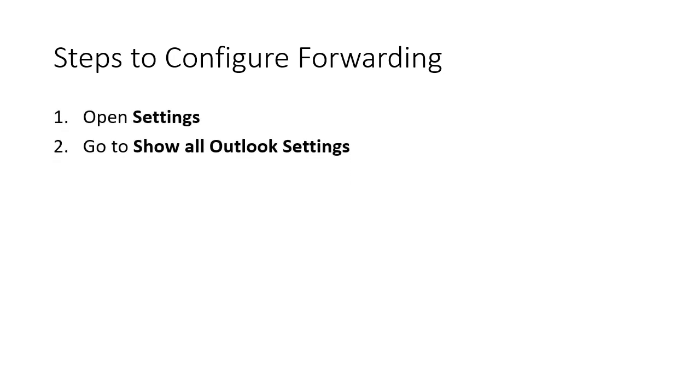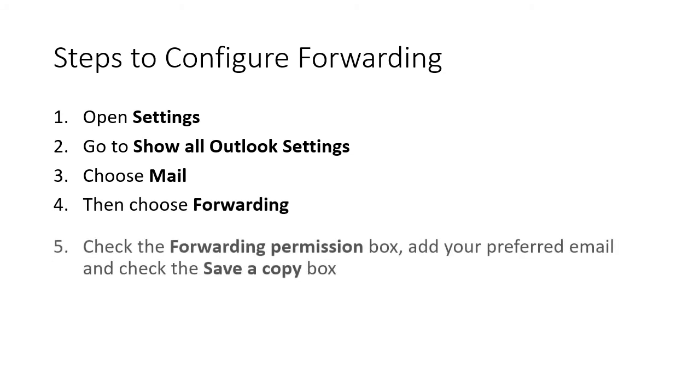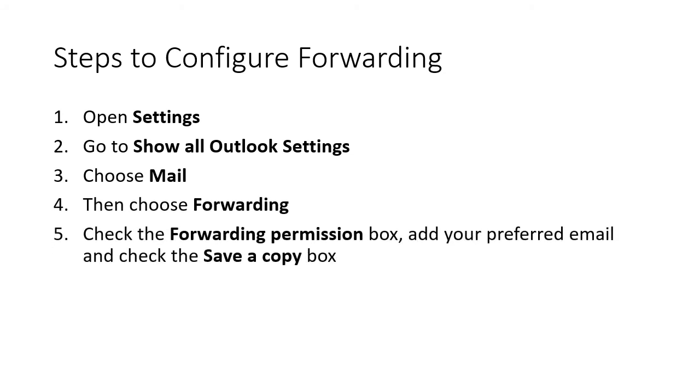Steps to configure forwarding. 1. Open Settings. 2. Go to Show All Outlook Settings. 3. Choose Mail. 4. Then choose Forwarding. 5. Check the forwarding permission box, add your preferred email, and check the Save a Copy box. 6. Click Save. Open Settings.